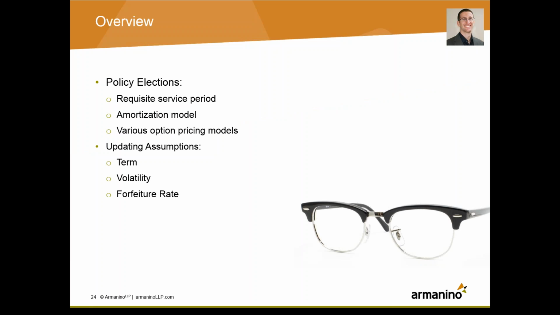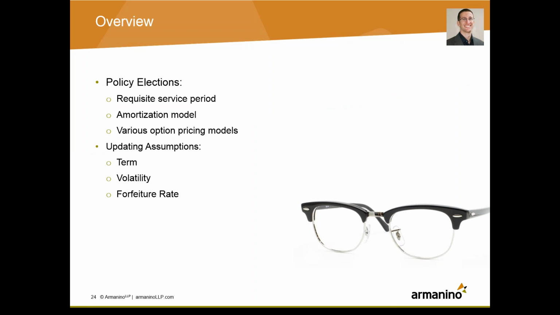So typically we recommend any changes in policy elections, you do them at the beginning of the year and they flow through going forward. And if your fiscal year isn't the calendar year, then this might be something you do at the beginning of your fiscal year. But a lot of companies have a calendar fiscal year, and we see this done at the beginning of the year.